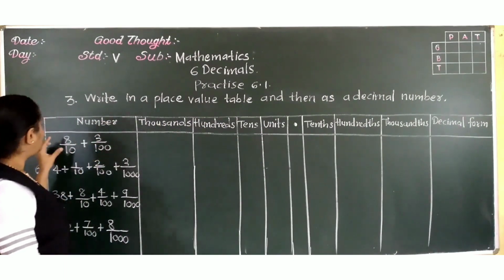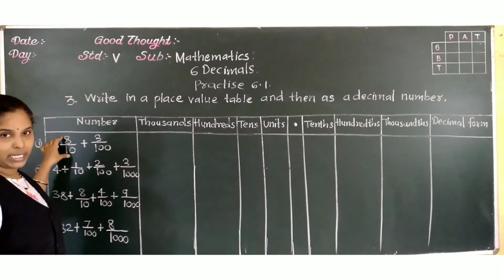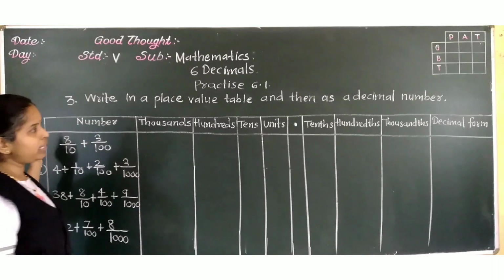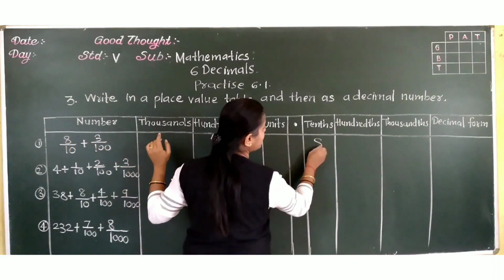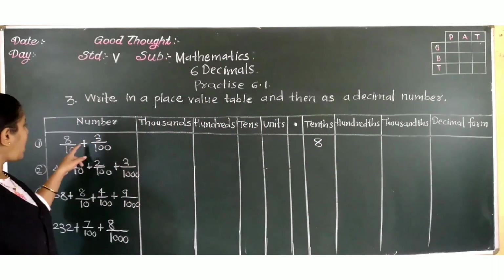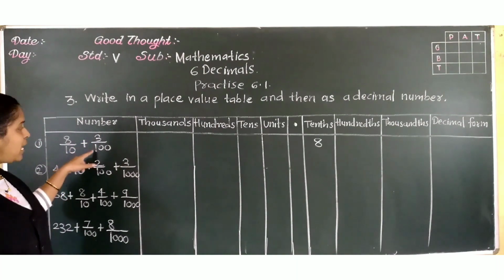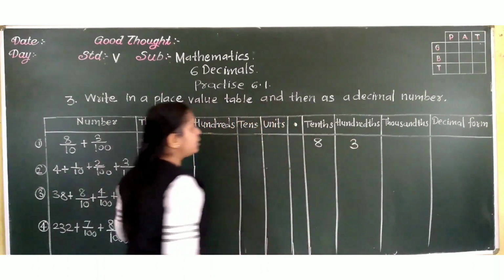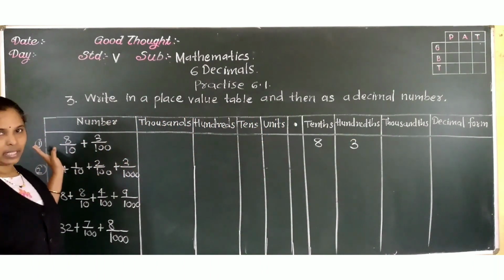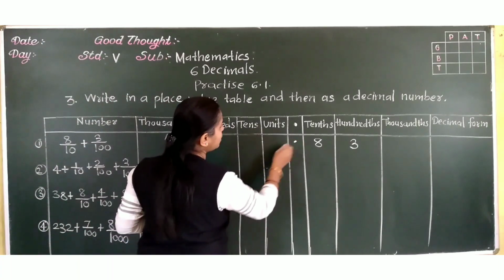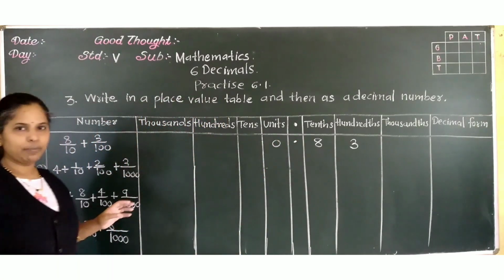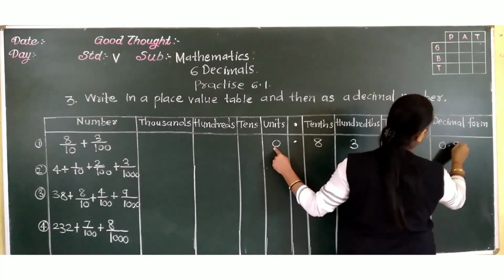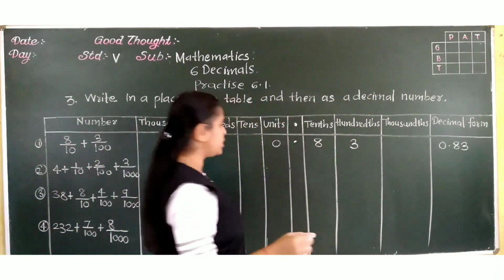Now see, 8 upon 10, that means 8 is at which place? 10th place. Okay. Where? Here. 8 is there at 10th place. And 3 upon 100, that is 3 is there at which place? 100th place. Correct? And does it have any whole number? Nothing is there. That means here 0. Okay? So how to write it in decimal form? 0.83.